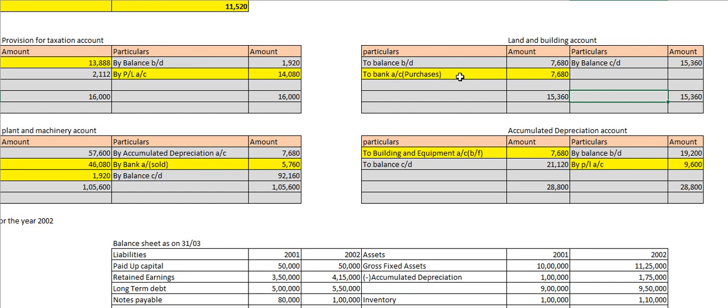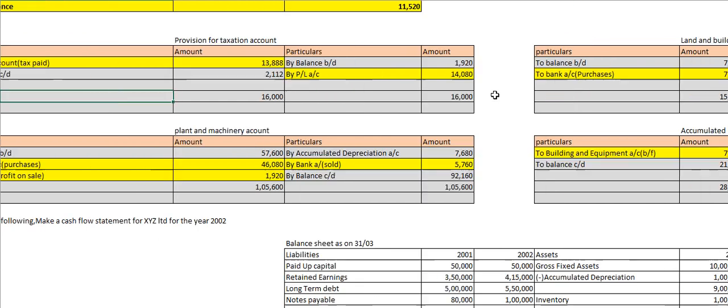If it is to bank account, you are getting it in your asset account, then it will be considered as purchases. Why purchases? Because only when you purchase something, the cash is moving out. So to bank account purchases. So this will be shown in your investing activities. So you will basically minus it in your investing activities. So next, moving on to the next account, which is plant and machinery account.